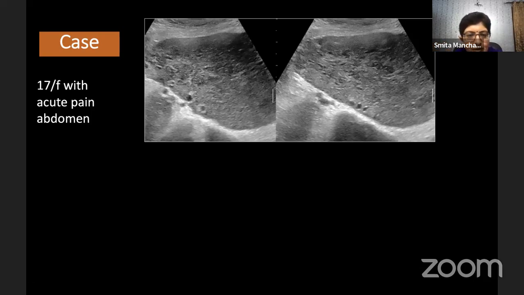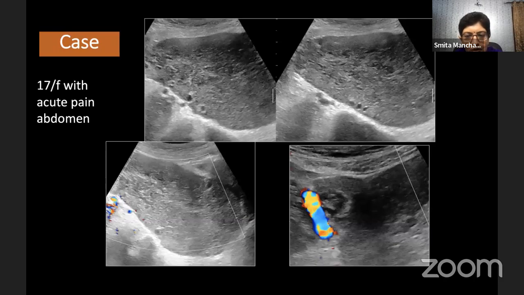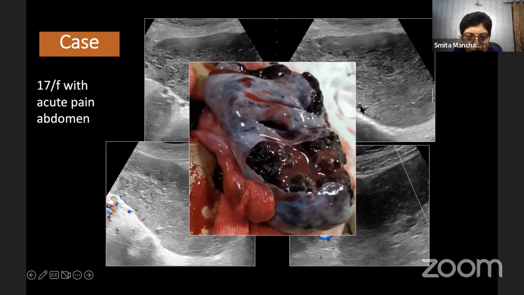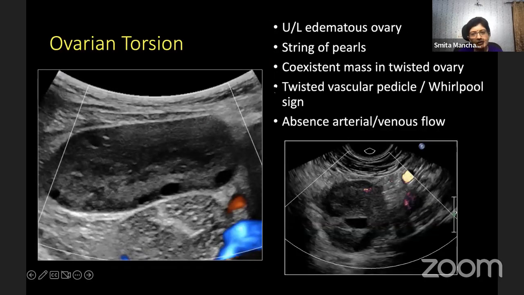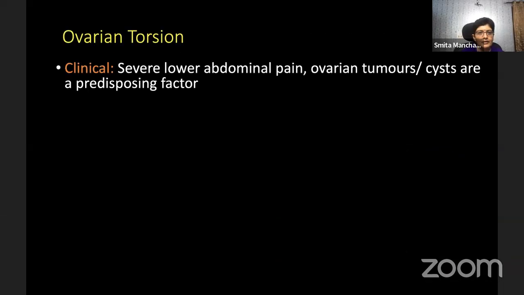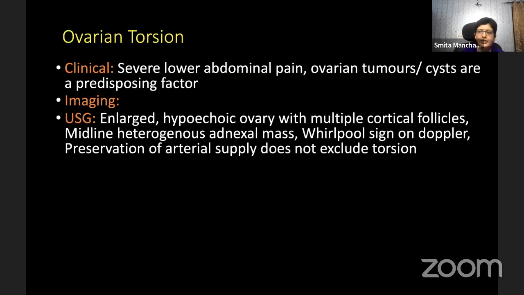So these kind of signs are typical for an ovarian torsion. So typical whorl along with an enlarged ovary or a mass along with peripherally situated follicles. So this had turned out to be a large hemorrhagic cyst with ovarian torsion. So typical signs: string of pearls appearance, unilateral edematous ovary, twisted pedicle, absent arterial or venous flow. Then the severe abdominal pain, ovarian tumor cysts, predisposing factors, hypoechoic enlarged ovary, multiple follicles. So all of this, whirlpool sign.